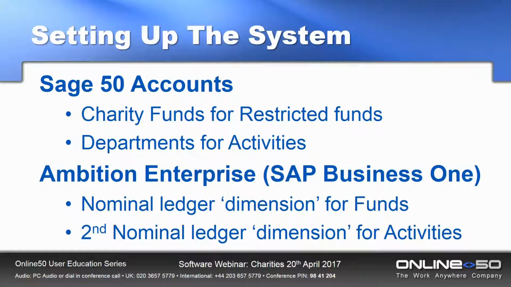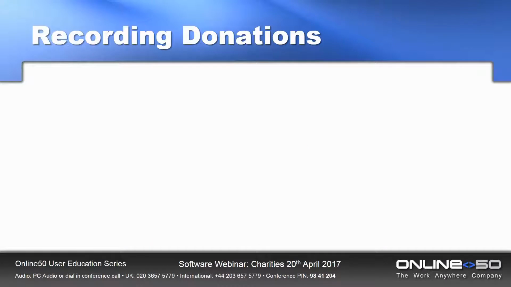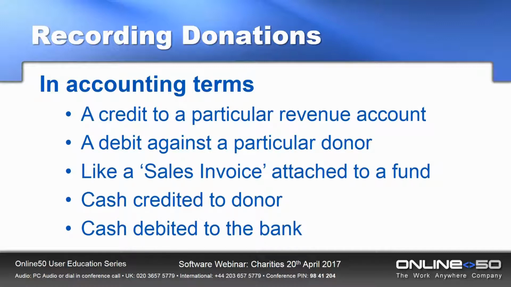Right, we're going to go on and look what happens when we're recording donations. So when we have a donation, what's actually happening? Let's think about the accounting that's happening. So in accounting terms, we've got a credit against a particular revenue account, and we've got a debit against a particular donor. Now that sounds very much like a sales invoice. It needs to be attached to a fund, either general fund or a restricted fund if that's specified.